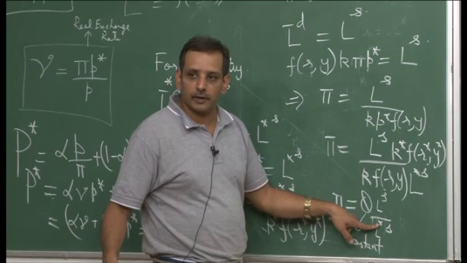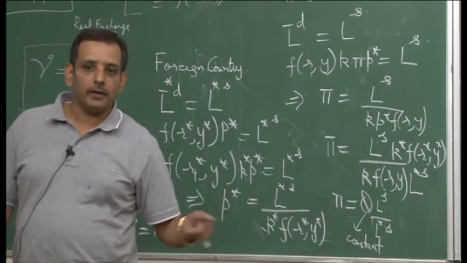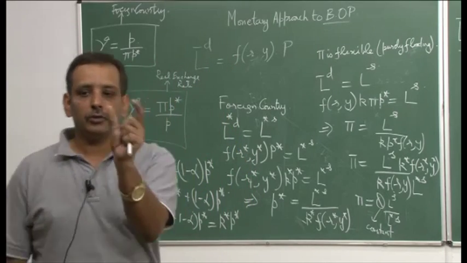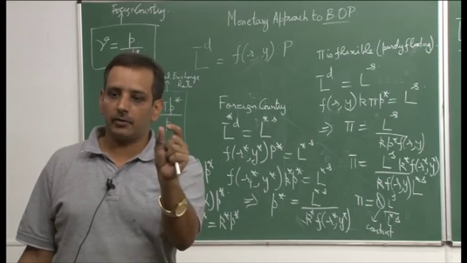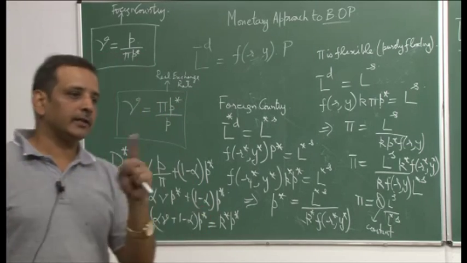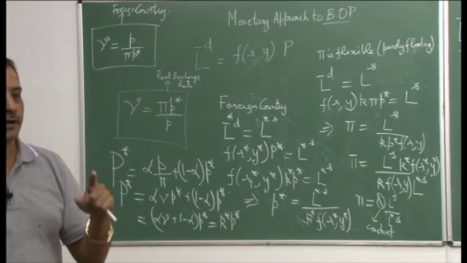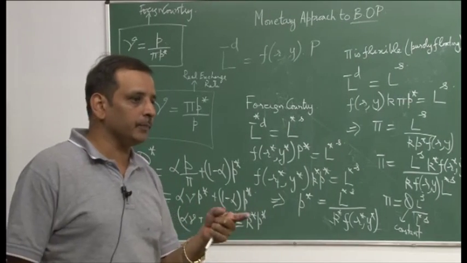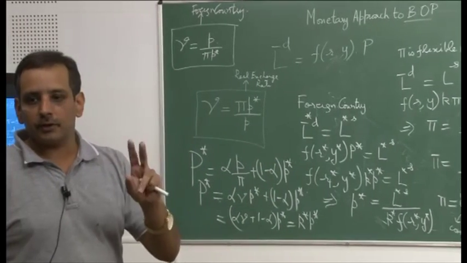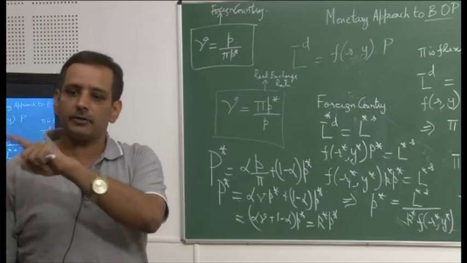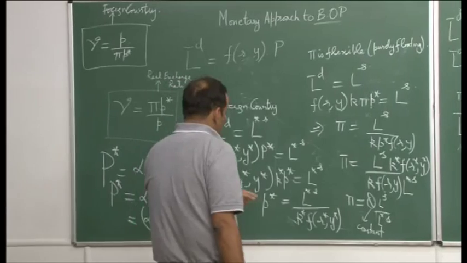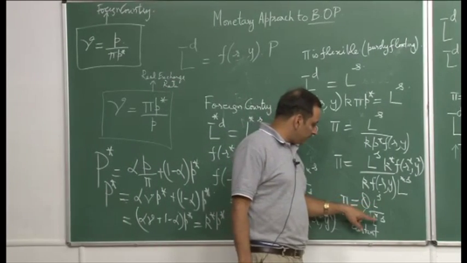Can I repeat this point again? When their money supply increases, think the same way that Walras law will hold. So, excess supply of money in their market is equivalent to saying excess demand for goods and securities in their market, and this being a flexible exchange rate regime, if you have a balance of payment deficit, there is no question of losing reserves. Their currency would depreciate, which is equivalent to our currency appreciating. So, this is a function of L S L star S.